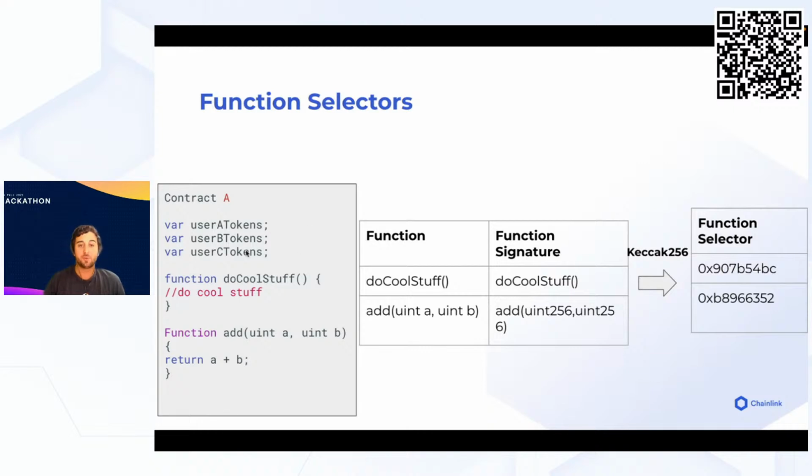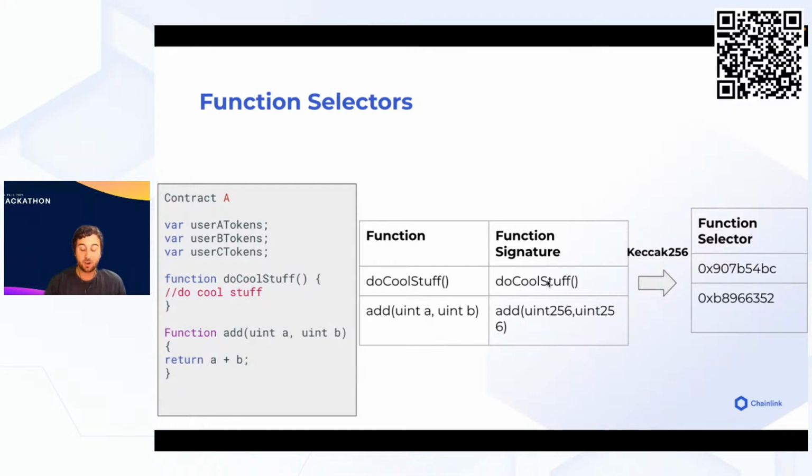So again, here we got contract A, 3 variables, and 2 functions. One function, of course, our favorite, do cool stuff, because we always want to do cool stuff. And another function, add. And add just takes in 2 uints and returns the sum of those 2 uints, right? And so here we have the function name of these 2 functions. We have the function signature.